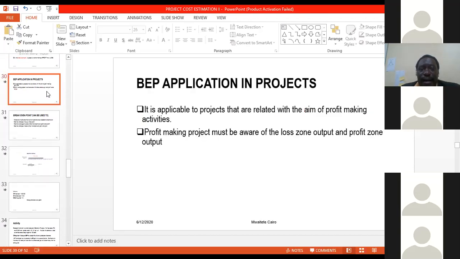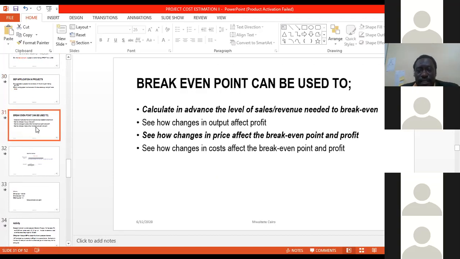Now, it is applicable to projects that are related with the aim of profit making. As I said, profit making project must be aware of the loss zone output and the profit zone output. The break-even point can be used to calculate in advance the level of sales or revenue needed to break even. See how changes in output affect profit. See how changes in price affect the break-even point. See how changes in cost affect the break-even point.